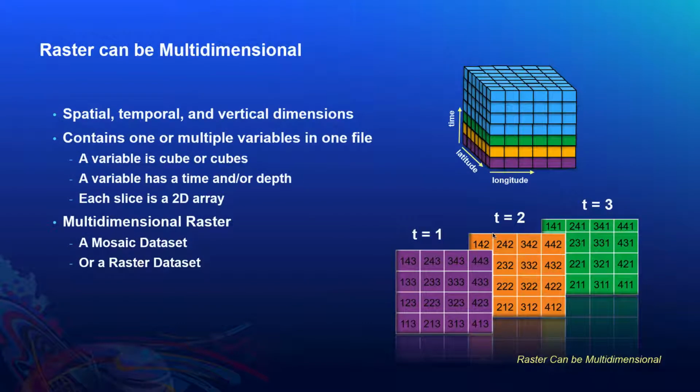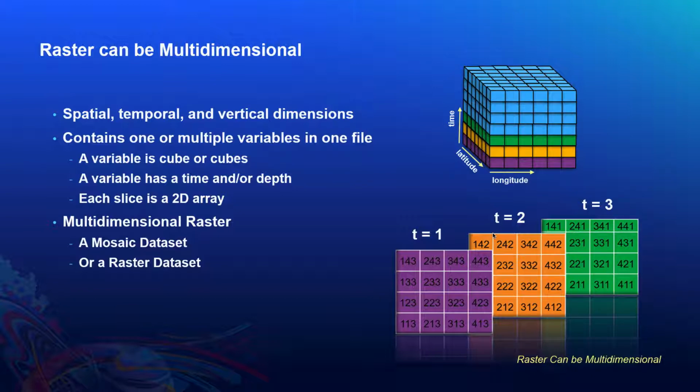And a raster dataset can also be multidimensional. We can represent spatial data, temporal data, and vertical dimension data altogether within one single raster dataset. One single dataset can contain one or multiple variables in one file. A variable is like a cube or cubes across a time dimension or other vertical dimensions, and each slice of one variable is a 2D array.